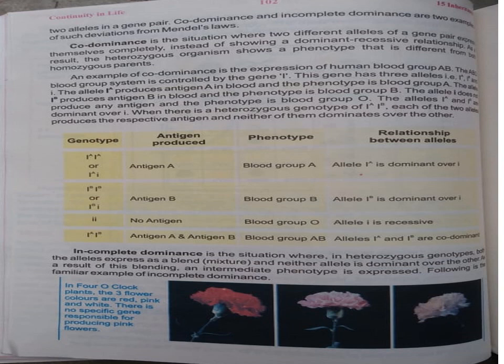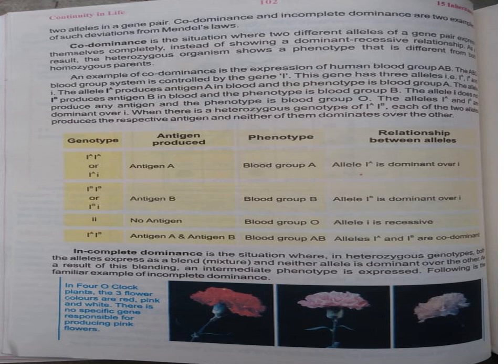Now I will discuss incomplete dominance, which is a situation where, in heterozygous genotypes, both the alleles express as a blend, that is a mixture, and neither allele is dominant over the other. As a result of this blending, an intermediate phenotype is expressed. Following is a familiar example of incomplete dominance.